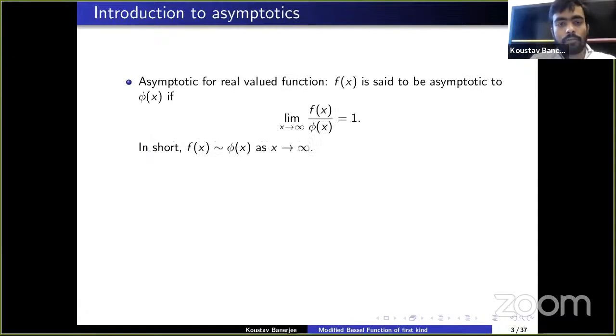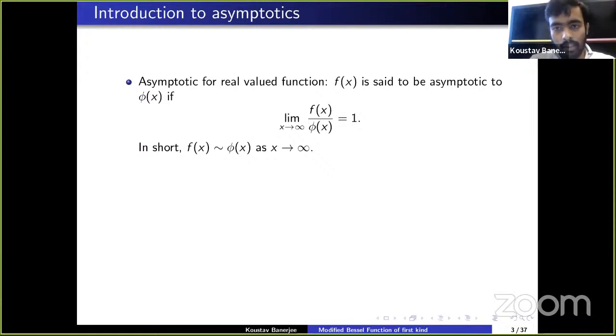So what is an asymptotic for a real valued function? We say that f(x) is a real valued function which is asymptotic to phi(x) if the limit as x tends to infinity of f(x) divided by phi(x) equals 1. Mathematically, it says that as x grows large enough, f(x) and phi(x) have the same growth. In other words, f(x) may be constituted of our familiar functions, but as a whole, f(x) is not well known.